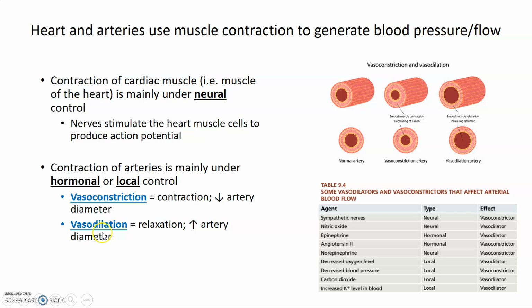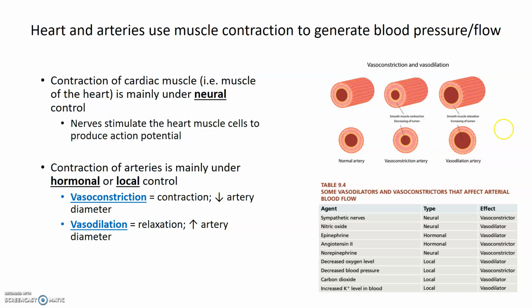The opposite is called vasodilation, where the smooth muscle in an artery relaxes. You can see it takes up less of the diameter of the blood vessel as a whole. Now this luminal space, or this empty space in the blood vessel, gets bigger, the diameter of the artery gets larger, and blood pressure goes down, and blood flow increases.